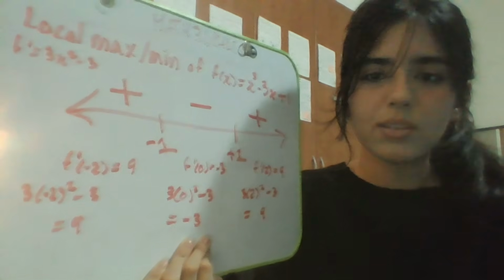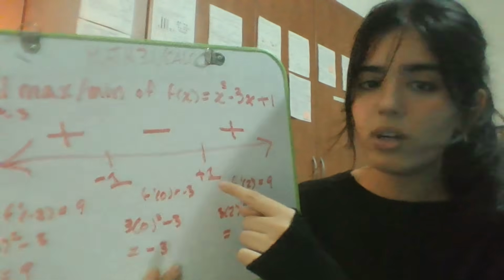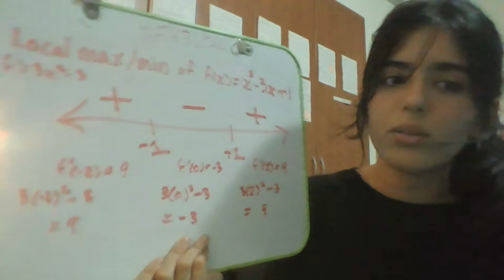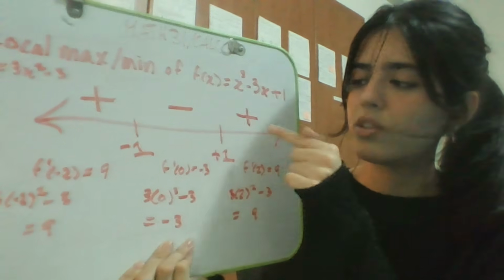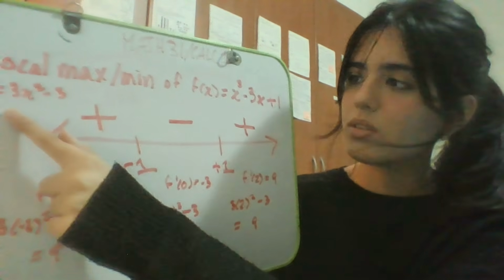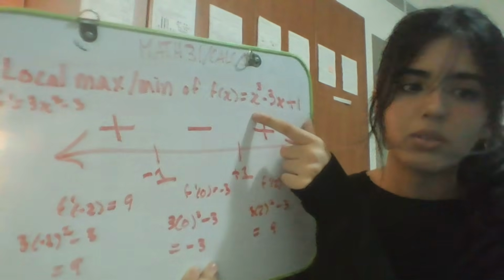Okay guys, so here I put the critical points on the number line, -1 and +1. Okay, I put that on the number line, and as I said, you need to check the intervals. That means you can take test points in between each interval and plug it into the derivative equation that we found. Okay, you'll plug it into the derivative equation, not the original equation.